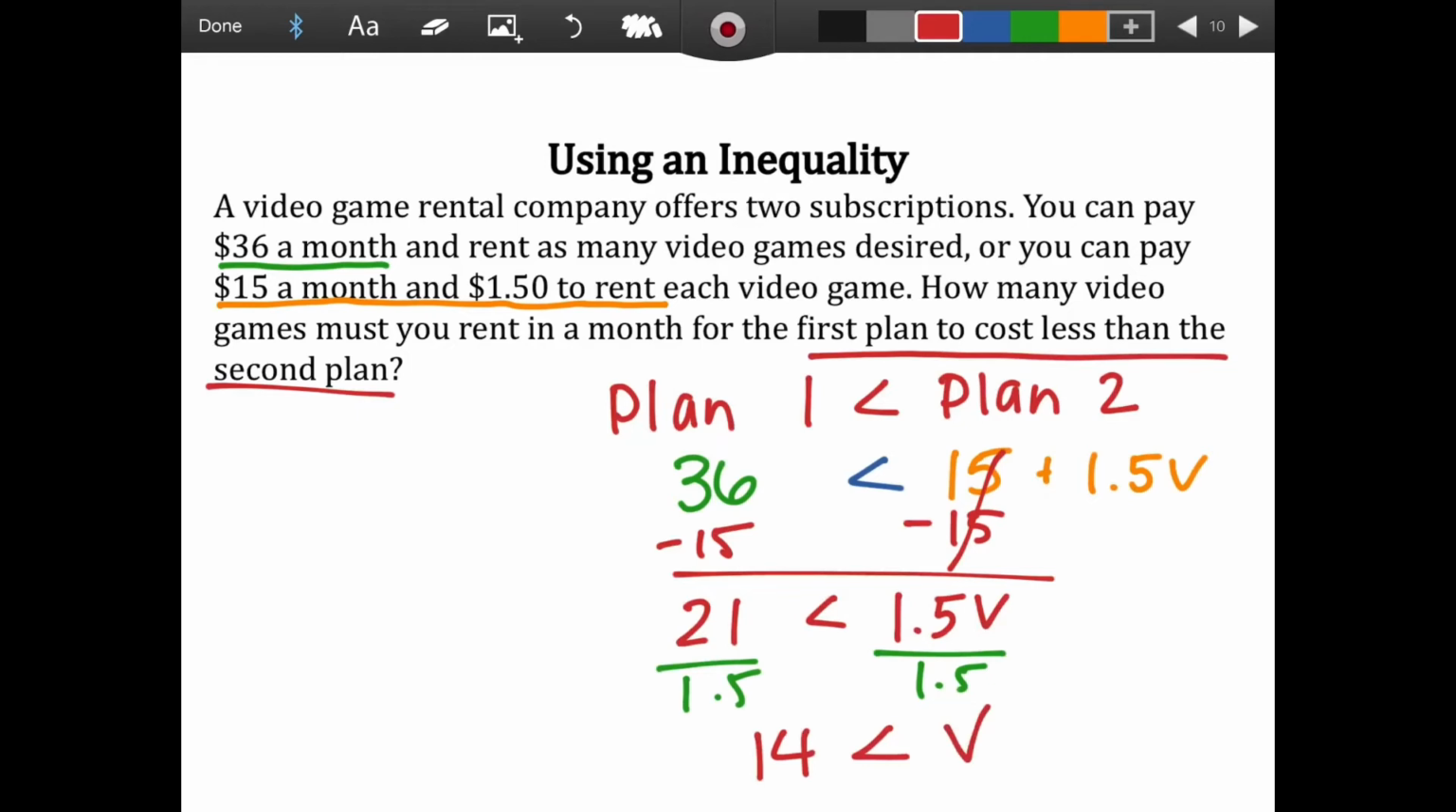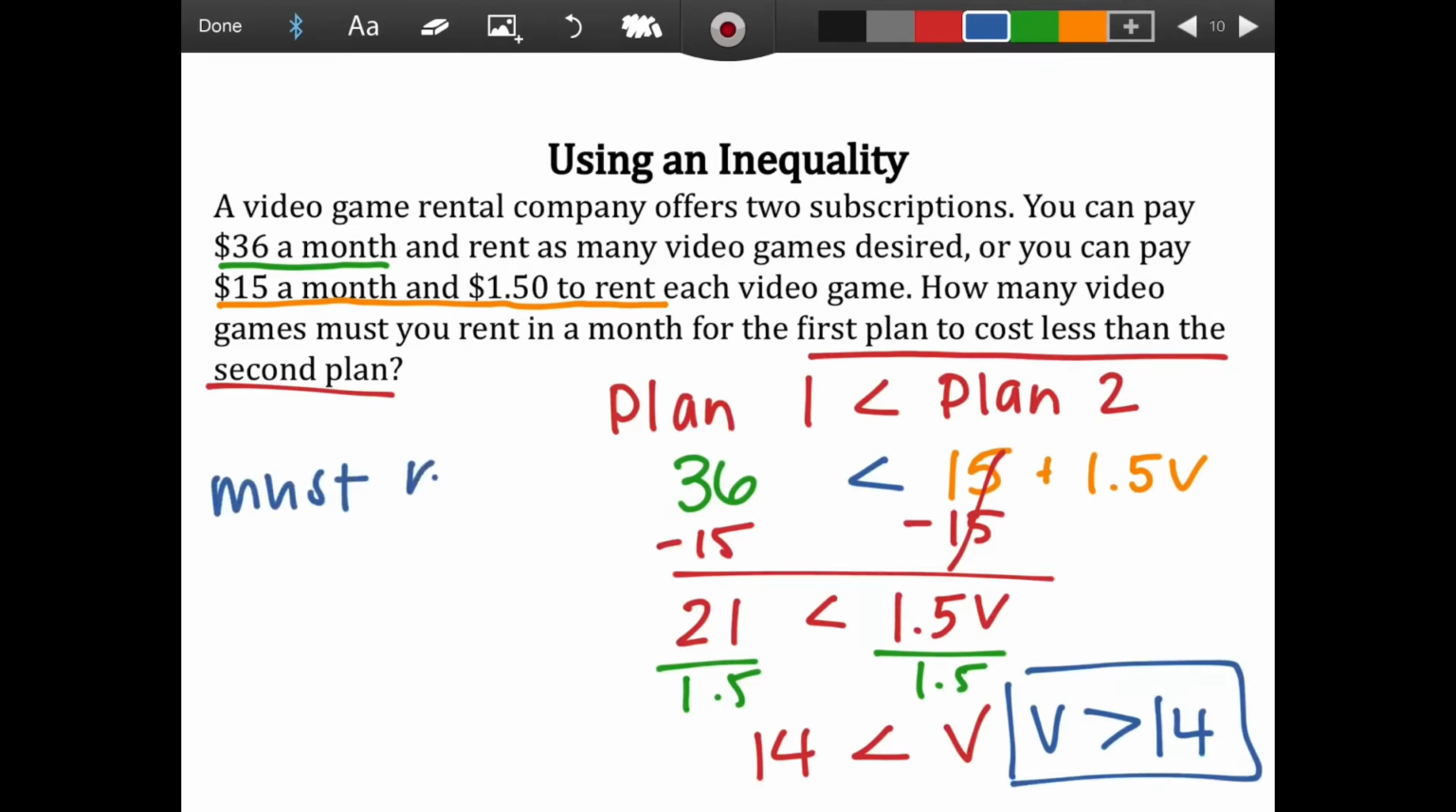But remember, we always read left to right, so we want our variable to be on the left side. So I'm going to flip this around so it says v, and when you flip it now, you have to flip your symbol. V is greater than 14. So I just flipped my variable and my constant, and then I changed the sign to make it make sense the same way. So v has to be greater than 14. The question was, how many video games must you rent in a month for the first plan to cost less than the second plan? You must rent more than 14 video games.